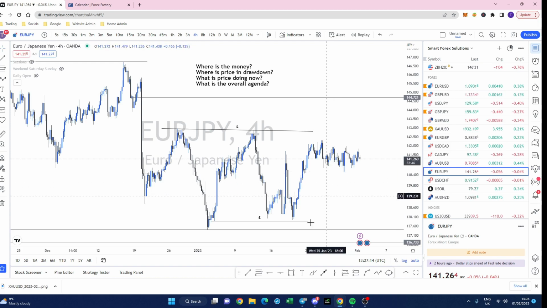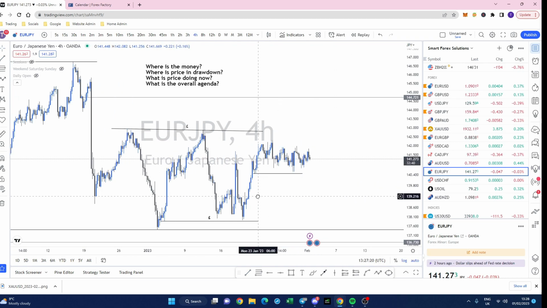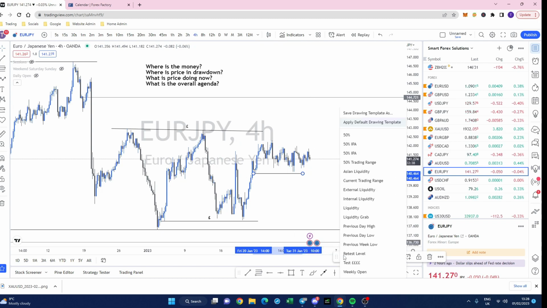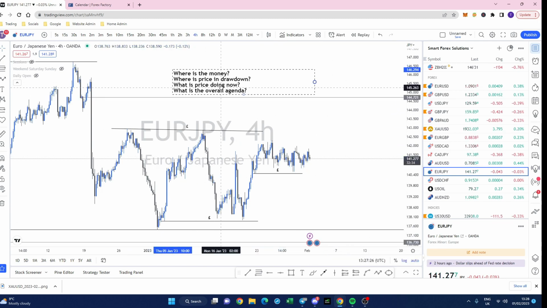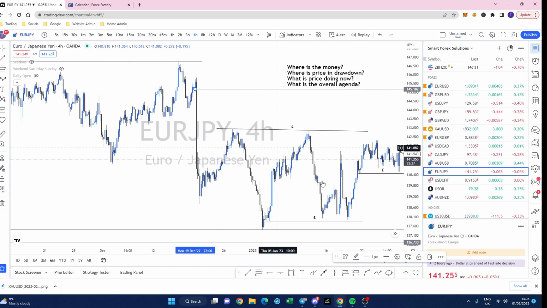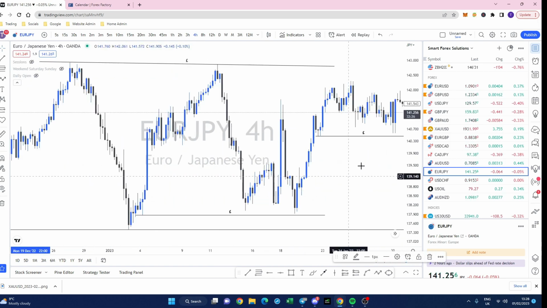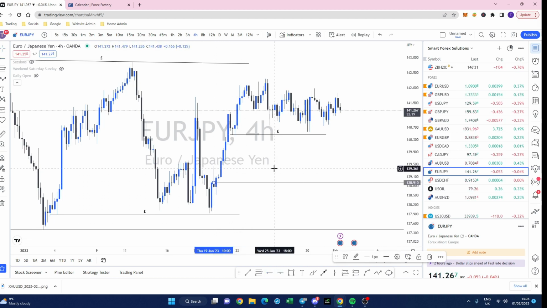It's always worth looking. It doesn't have to be perfect. Like relative equal lows here, for example, liquidity. Just keep searching, keep scouring the markets. Where is price currently in drawdown? On the 4-hour, we're in drawdown right here. And around here, we're not really in drawdown in any areas at the moment. Maybe this institutional candle right here, because price never mitigated into it.